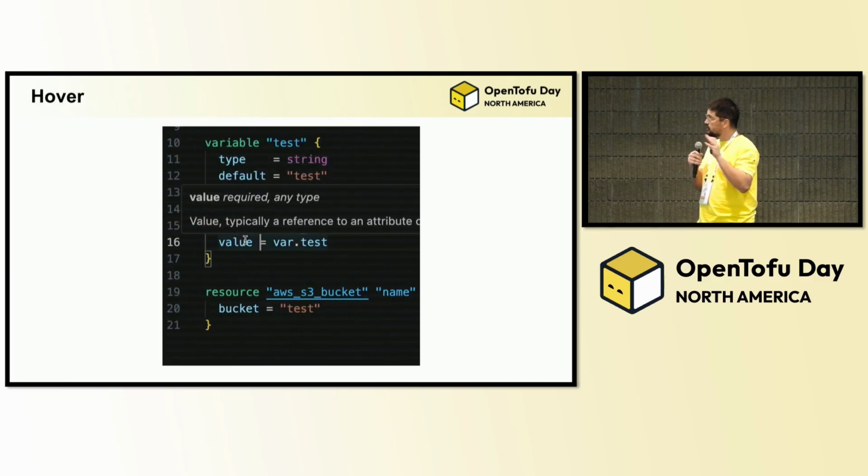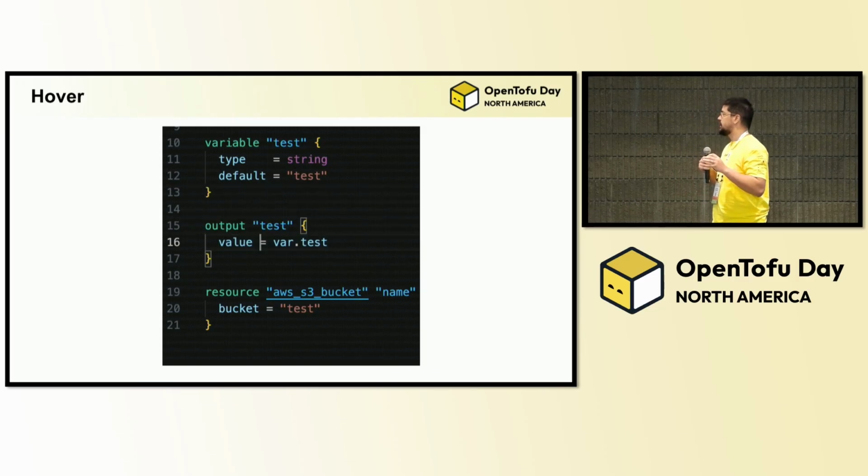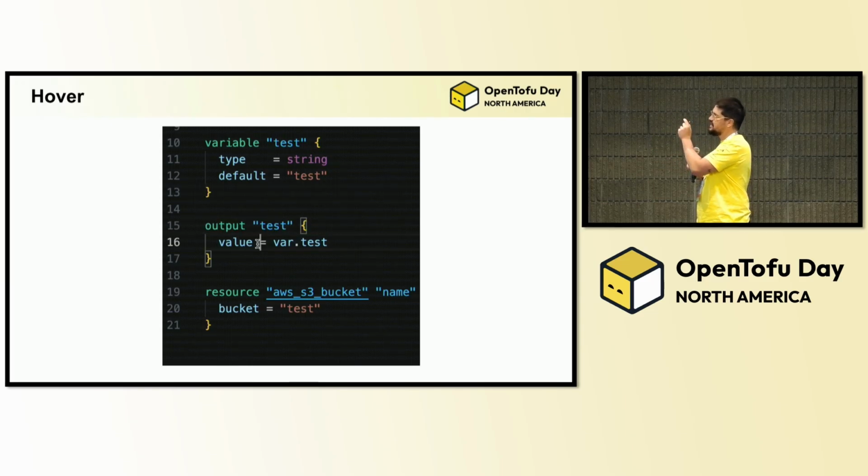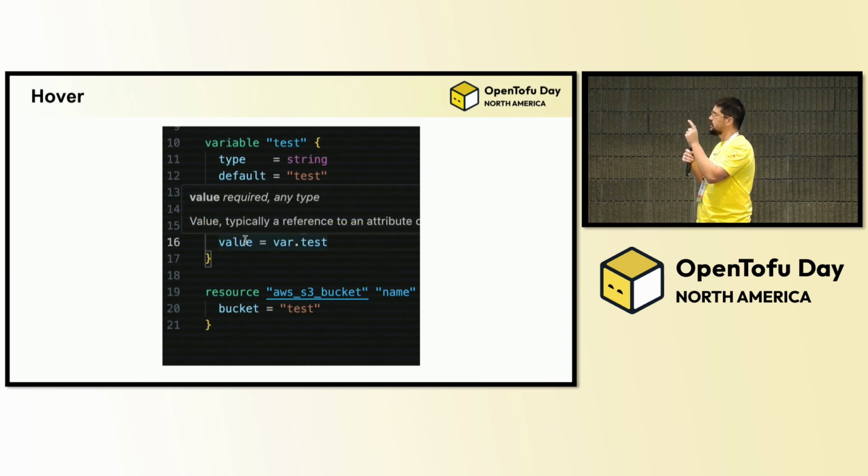Okay, so that's the first feature I want to show you today. It's the hover of the text editor. Say you have an output test and you have a value with a var test on the value itself. When you put your mouse on top of the value, it's going to show you, okay, this is a required attribute. It can be of any type, and there's some description on the value itself.